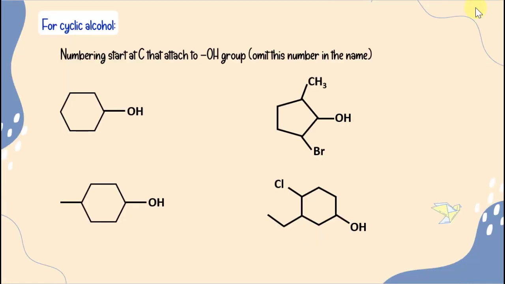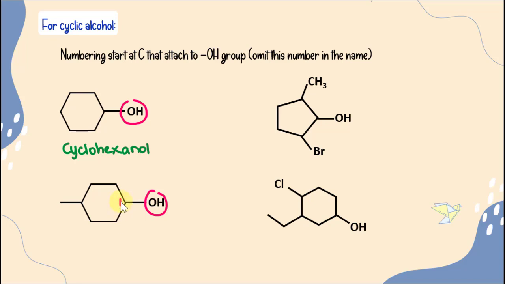For cyclic alcohol, the numbering will start at the carbon attached to the OH group, but we are going to omit this number in the name. Since here we have the OH group, this one is going to be our first carbon, since there is no substituent directly near it. So the name will become cyclohexanol. For the second structure, we have the OH group attached to this carbon, so this carbon will become our first carbon.